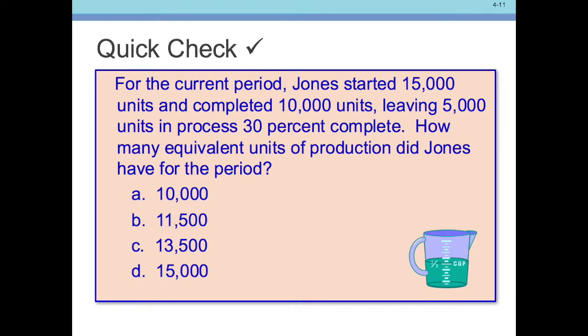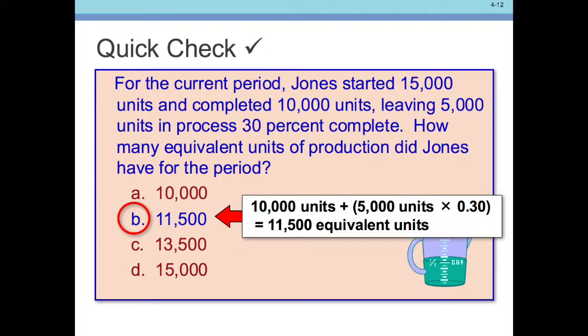So let's take an example of this. In the current period, Jones started 15,000 units. Doesn't mean they completed them. They started production of 15,000 units. They completed 10,000, that's good, leaving 5,000 units in process, 30% complete. So we finished 10,000, we know how to cost those, that's equivalent units, that's 100%. And then the other units, these 5,000, were only 30% complete.